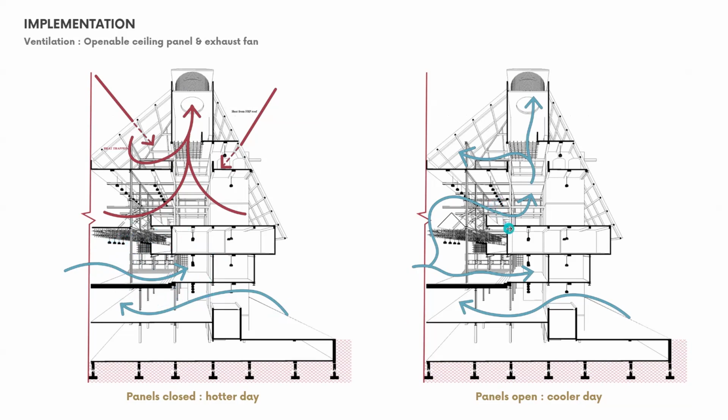So during cooler days or days without strong sunlight, you can open the panel to allow air to pass through and move upwards towards the upper level, and air will be expelled through this exhaust fan, and then more fresh air will come in. So it gives a cross ventilation effect for the whole building to feel cool.